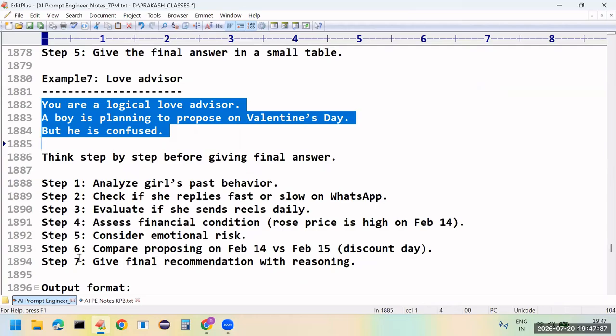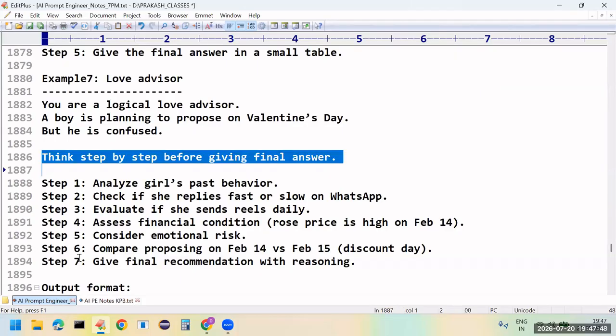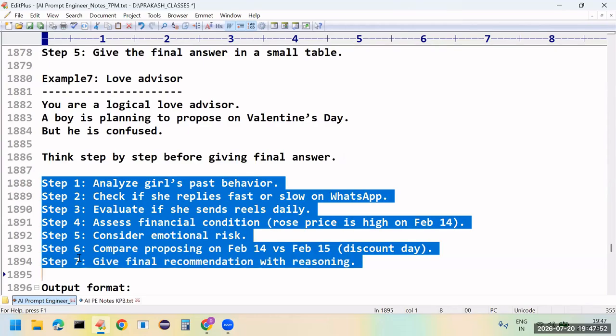A boy is planning to propose on Valentine's Day. Wow, beautiful. But he is confused. Sir, why confusion? Think step by step before giving the final answer. These are the steps. What are the steps?